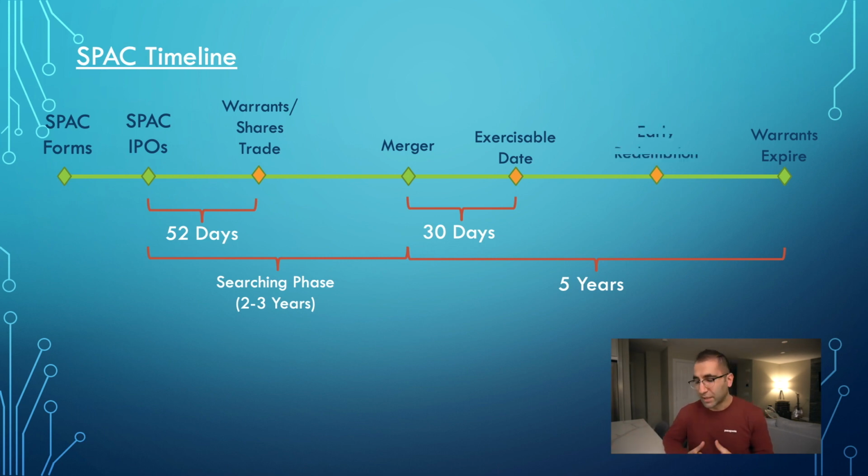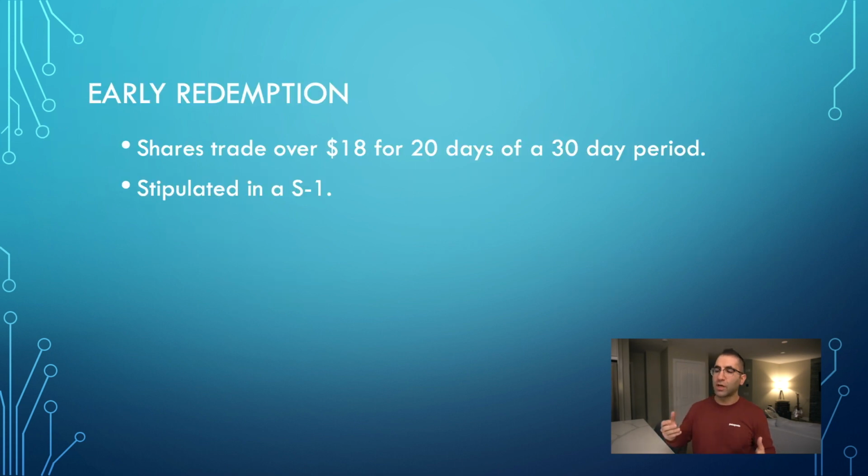So in the S1, the company can stipulate that you have to redeem your warrants under certain conditions. For AJAX, and these are typical conditions for most SPACs, it says if the stock trades for $18 or more for 20 out of 30 consecutive days, they'll send you a notice and force you to go and try to redeem those warrants.